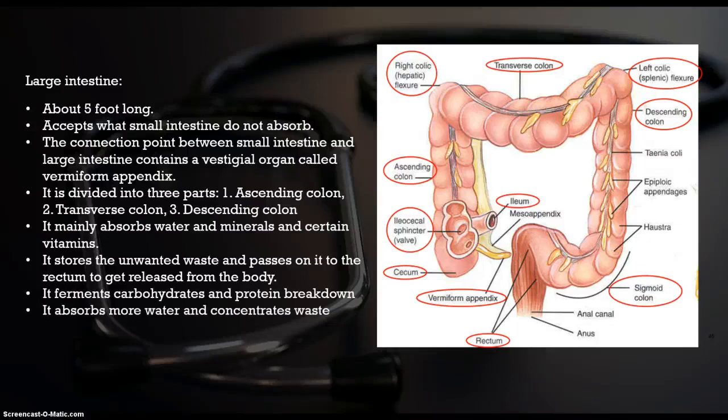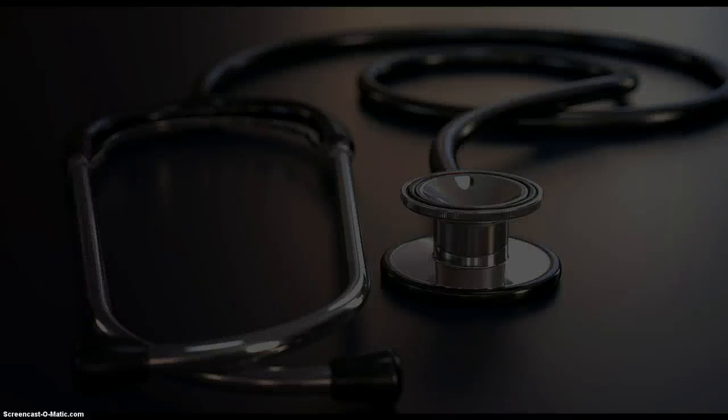This unwanted waste is stored in the sigmoid colon and is passed on to the rectum time after time. Here we can see some fermentation going on for the carbohydrates. Also some proteins are broken down at these places. Inside the large intestine, the maximum amount of water is absorbed. Whatever leftover water is present in the food is absorbed, and it concentrates the waste.